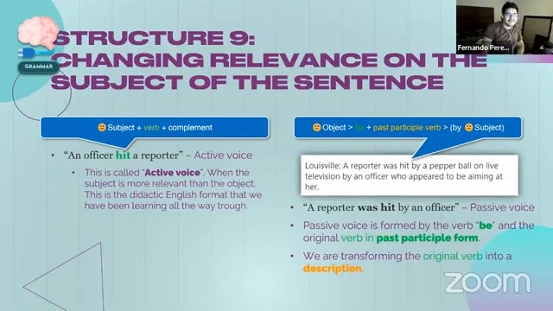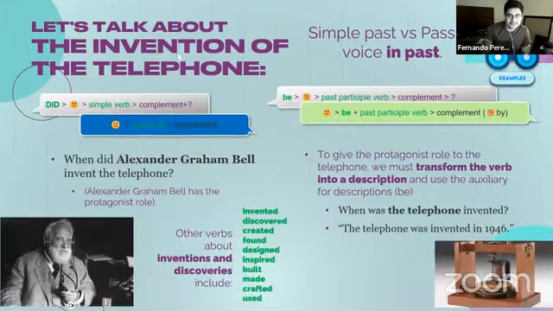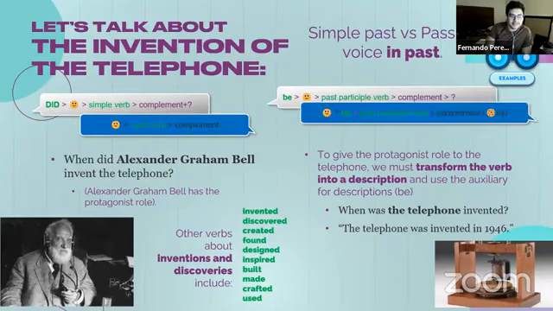In what cases is the doer less important? Let me give you some context in the cases when the doer is less important, okay? Look at this. When you are talking about inventions, for example, the invention of the telephone, the doer becomes less important. What is important is the telephone.